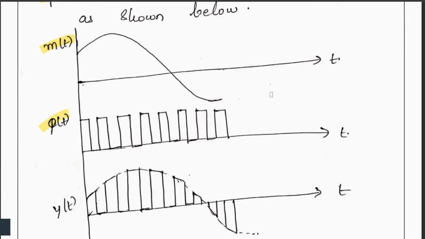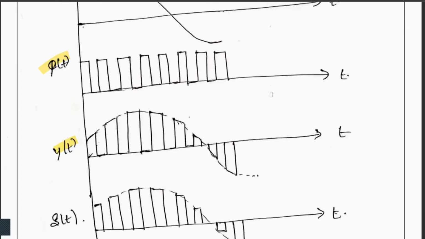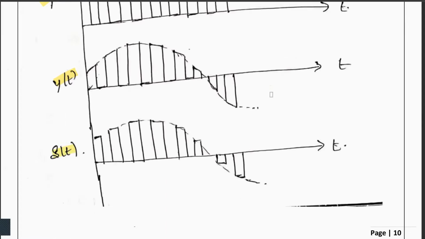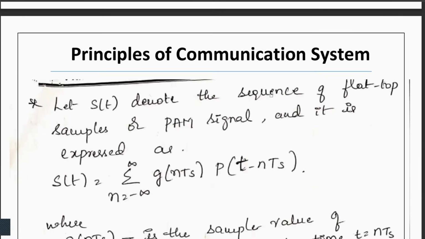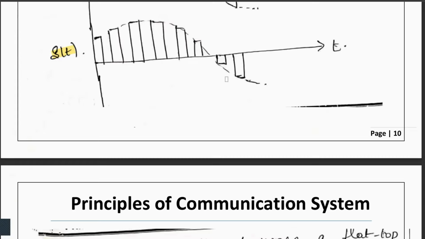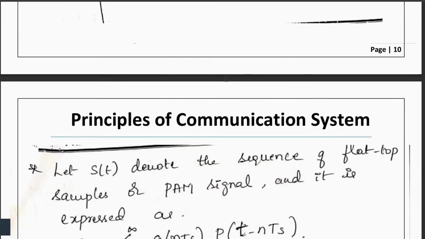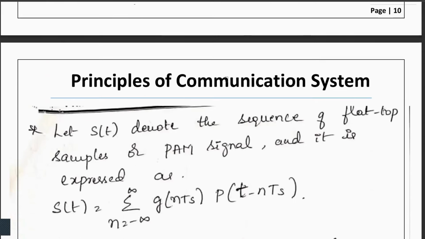We will be giving a train of pulses P of t. Finally we get the Y of t, and this is our S of t, our PAM signal. Here let S of t denote the sequence of the flat top sample. You can observe here the flat top. So signals of the PAM, and it is expressed as what?